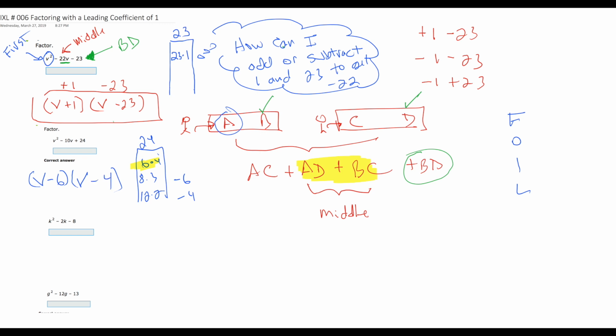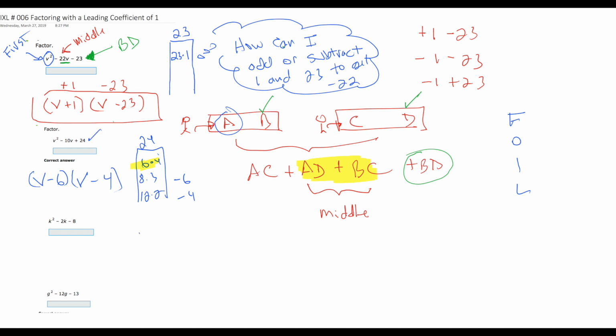And then you check your last, just like these cars. So what would you be multiplying together with these cars? B and D. Now to check your B and D over there, what are you going to get? Positive 24. And does that work out?